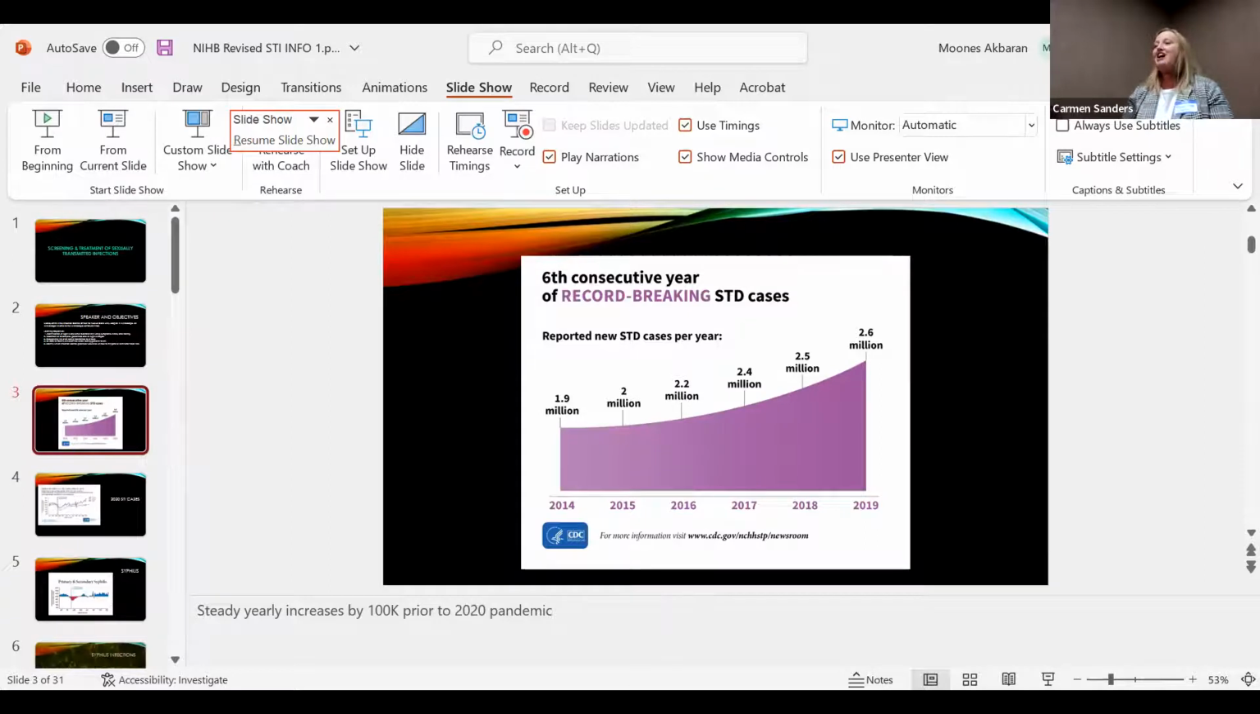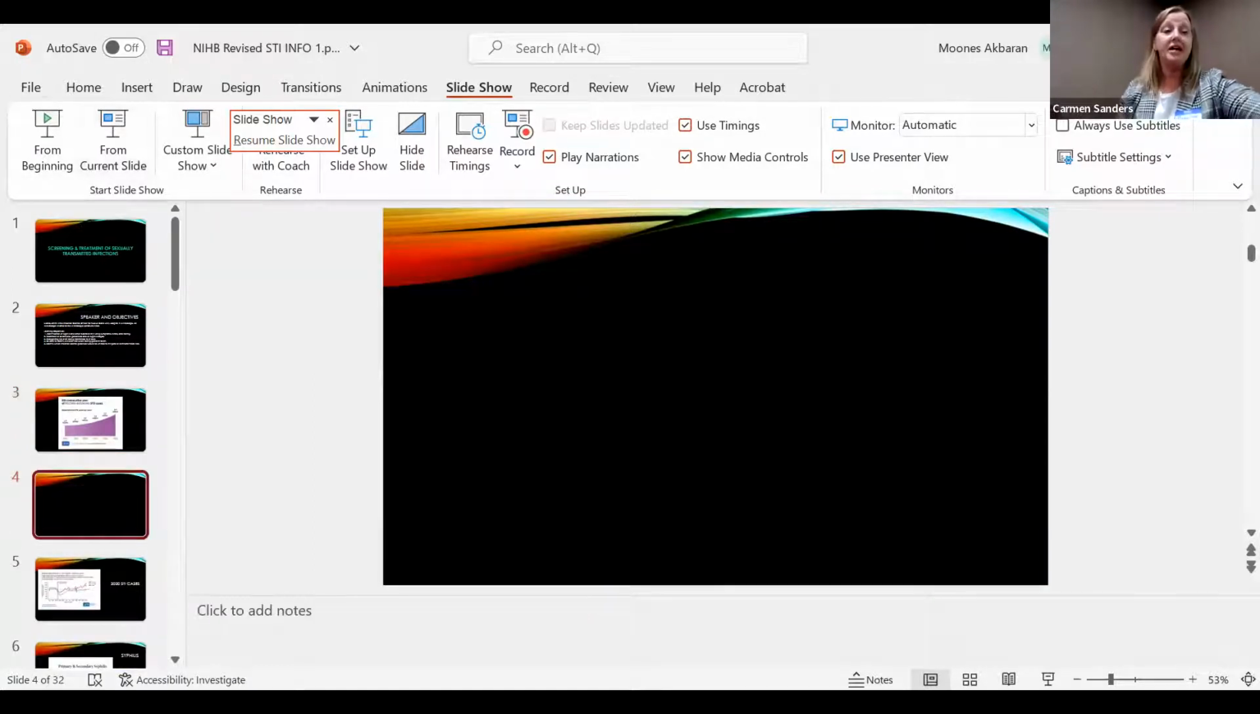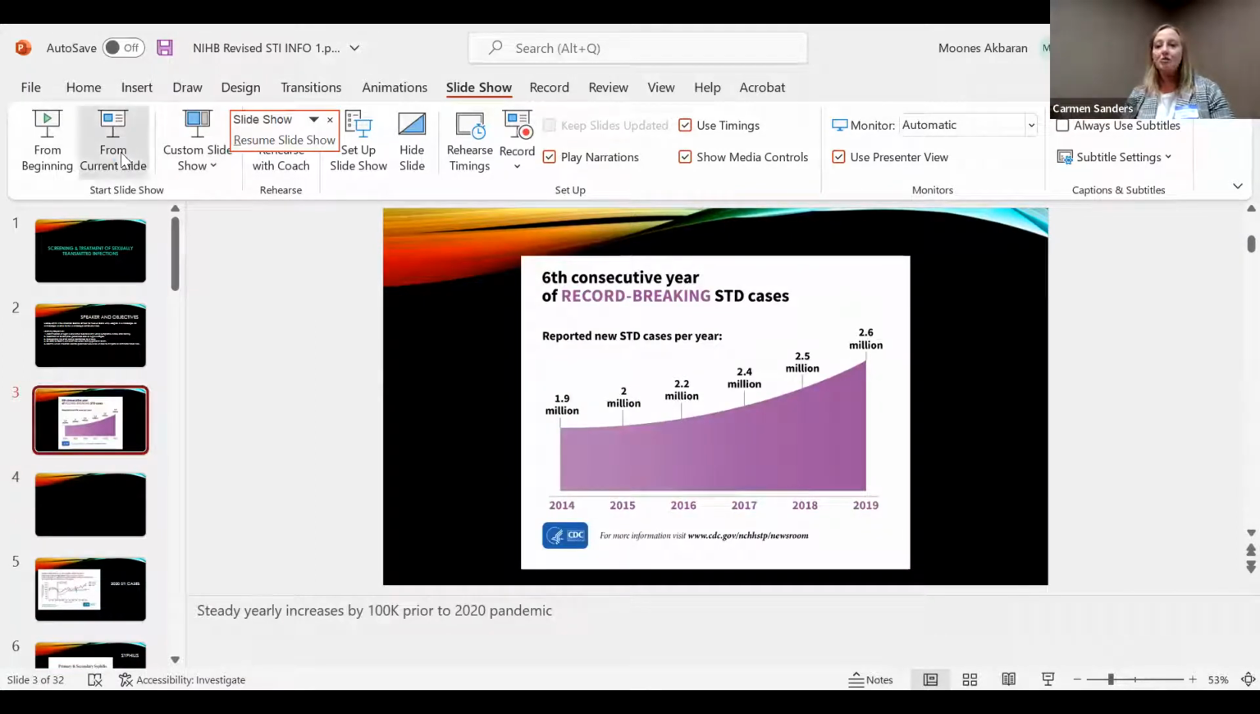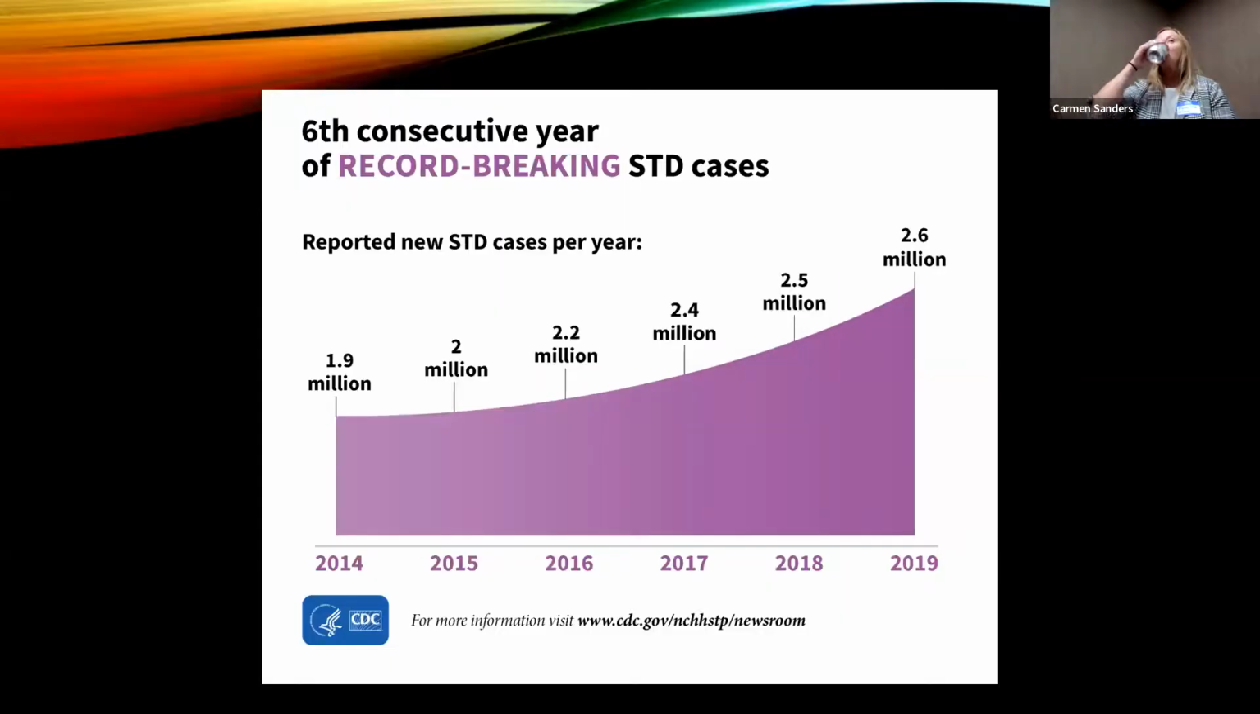Enough about me. So 2019 marked the 6th consecutive year of record-breaking STD cases in the United States. Starting at the beginning point in 2014, where this graphic is, it increased steadily at about 100,000 cases per year prior to the pandemic of 2020. And that's when the data kind of stopped. We are still in the process of compiling it. So our most recent graph is this up to 2019. And for all STDs in the US.